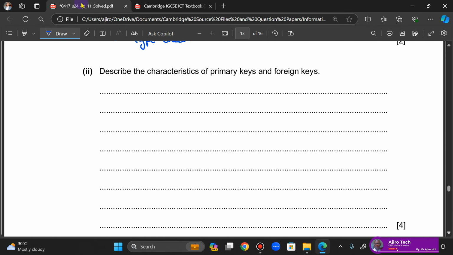Describe the characteristics of a primary key and foreign key. Now you see this in chapter 18. Chapter 18, databases. Okay, so let's look at it. So the characteristics, so let's look at it. So I'll start with the primary key.